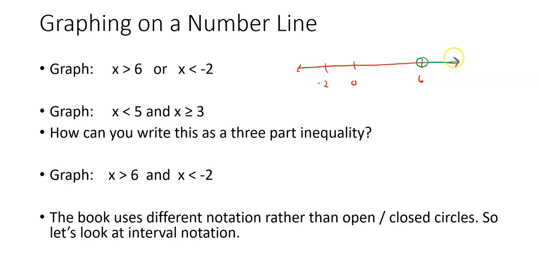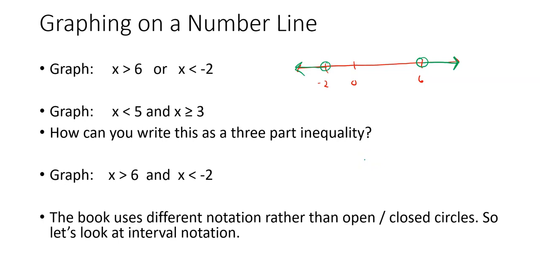I'm used to doing open circles, although I'll show you how the book does it in a minute. Open circle means we do not include the 6. If this had been greater than or equal to 6, then we would put a closed circle to include it, but we don't. All right, the other possibility is x is less than negative 2. So we put an open circle on negative 2, shade left. Okay, so that's x is greater than 6 or x is less than negative 2.